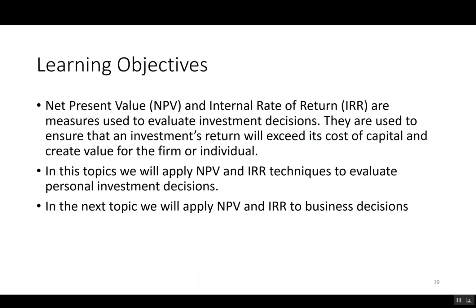So in this topic, we calculated NPV and IRR, and we use them to make investment decisions. Our positive NPVs are projects we'd accept, and IRRs that exceed our hurdle rate, usually our cost of capital, also are projects we want to accept. In the next topic, we're going to apply NPV and IRR to business decisions.